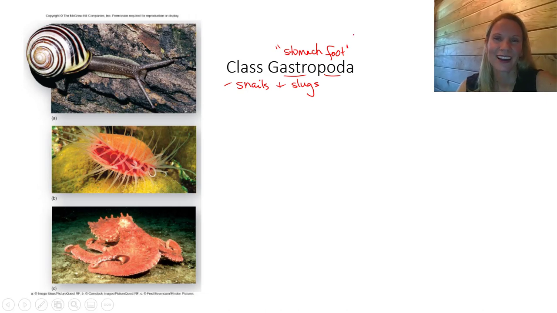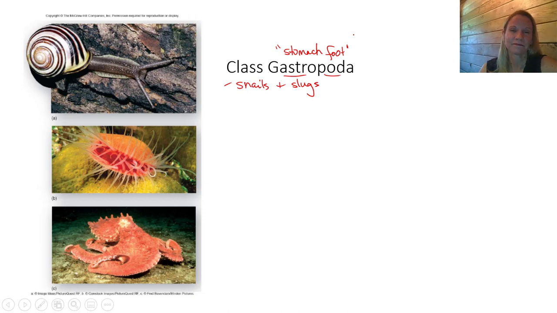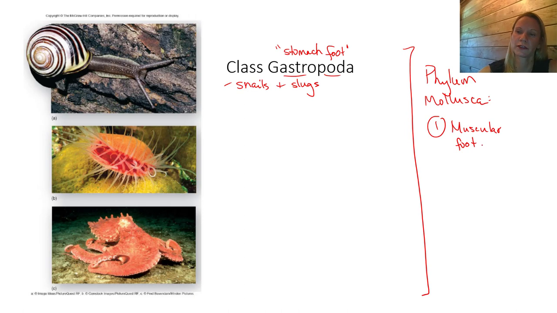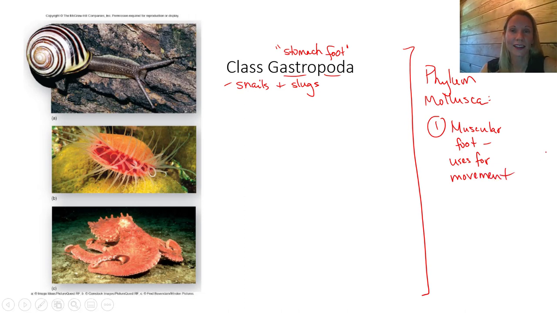So if you've seen a snail move along, say, a sidewalk, you'll notice it leaves a slimy trail, right? Well, it's actually moving along a structure we call the foot. And that is something that all of our mollusks are going to have in common. So there are some shared traits that we see within the phylum Mollusca. So one of those traits is what we call a muscular foot. So this is a structure that it uses for movement. So in snails and slugs, it's right below their stomach. So they're sort of sliding along on their stomach.